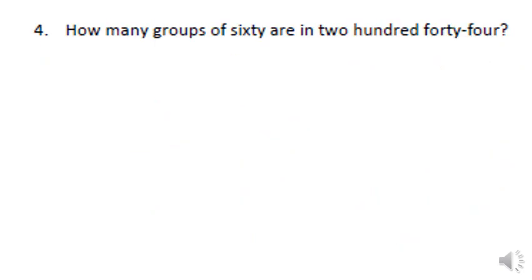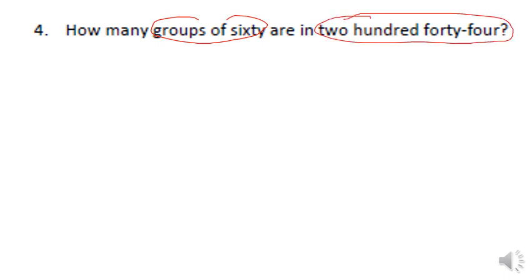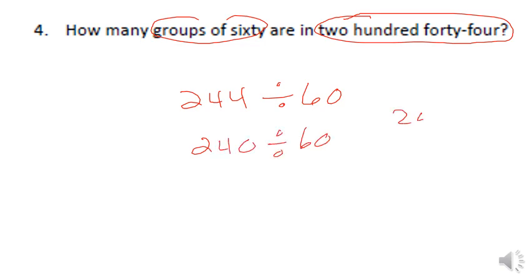How many groups of 60 are in 244? So it says how many groups of 60 are in 244. So I've got 244 divided by 60. And I know that when we're looking at this, 4 times 6 would give me 24, so I know I can go 240 divided by 60. So 240 divided by 60 gives us 24 divided by 6, which is 4. So this answer should be approximately 4.